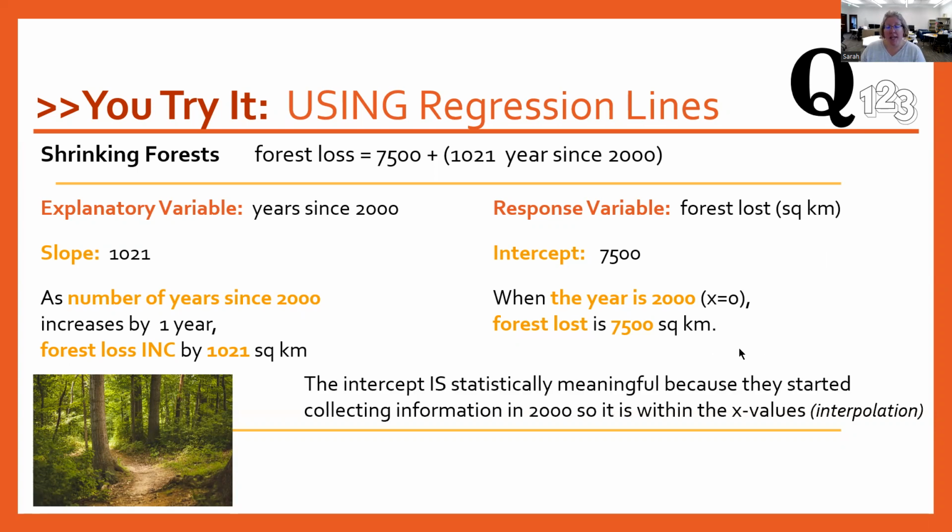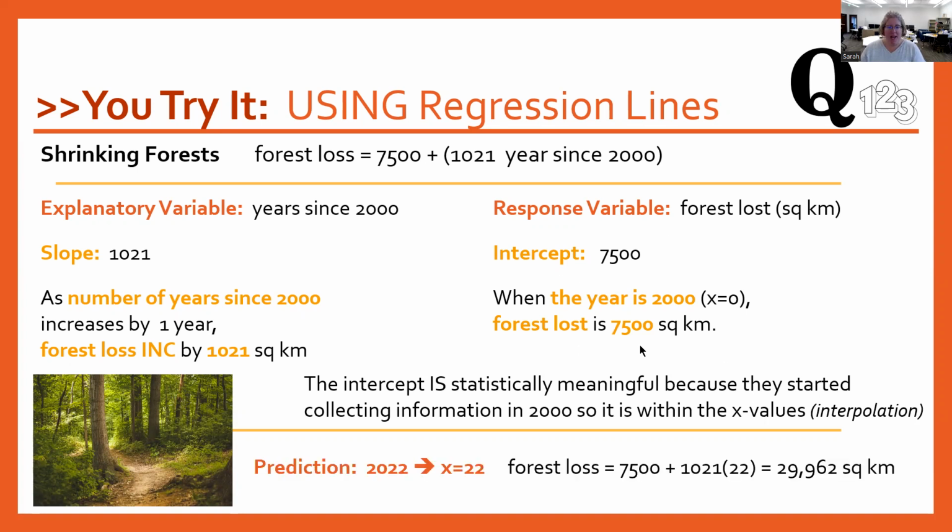I would say that this one is statistically meaningful, and that's because they were collecting data in the year 2000. So it's actually within the set of points. And so this is most likely going to be a statistically meaningful intercept, and that sentence does make some sense. And then for the prediction, we were supposed to predict how much forest is lost in 2022. That means I would use x equals 22, so it's 22 years since the year 2000. And when I plug that in, I get 29,962 square kilometers of forest lost.